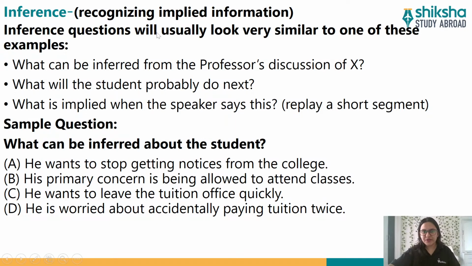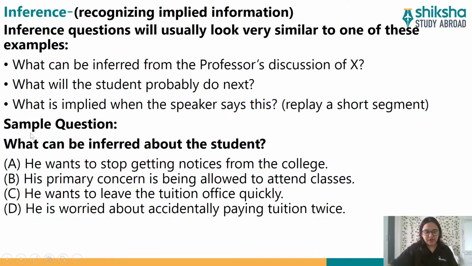So inference questions will usually look very similar to one of these examples. What can be inferred from the professor's discussion of X? X is what we are talking about. It can be any subject or any object which we are talking about in the question. So what can be inferred? Either the question will look like this, or what will the student probably do next? That means again we'll have to guess it. The student can do this, or the student might do this, right? So again, a guessing work here. Or the question might look like, what is implied when the speaker says this? And this can be anything which we are talking about.